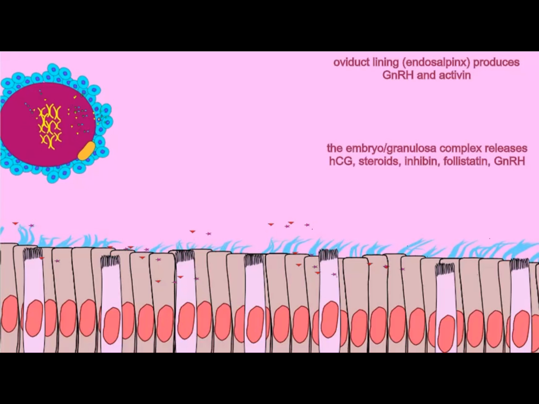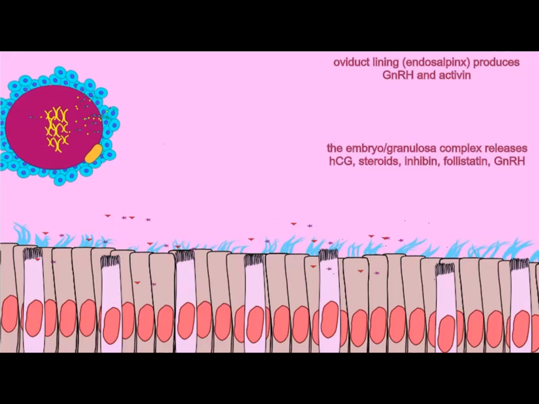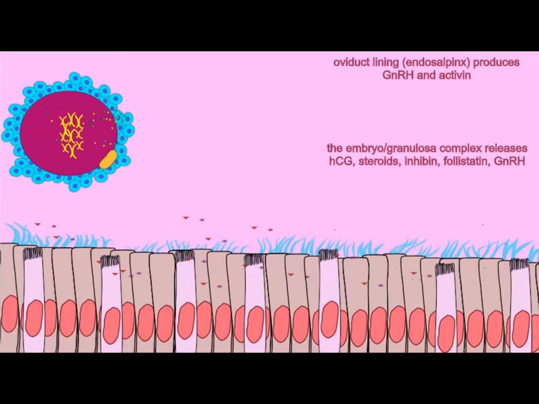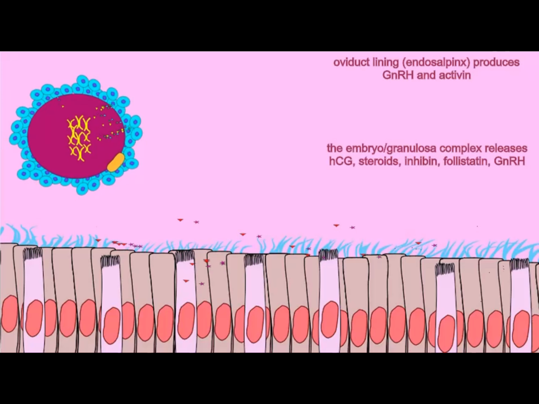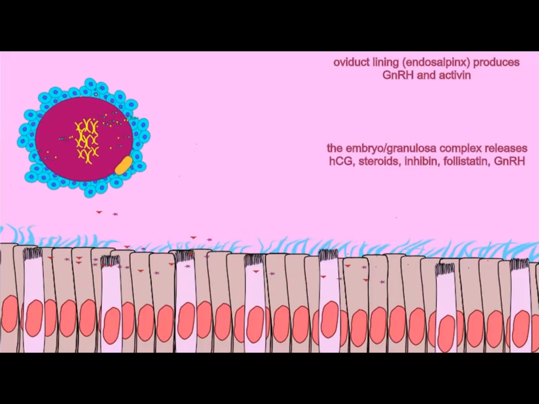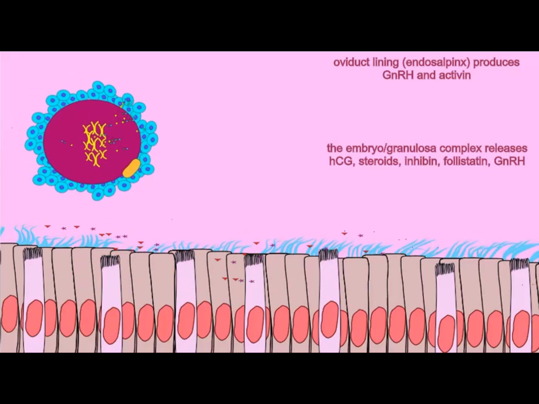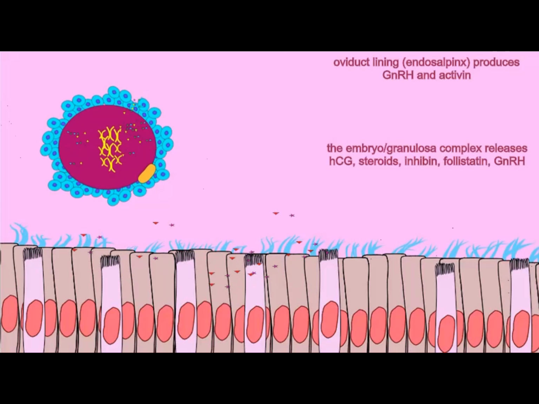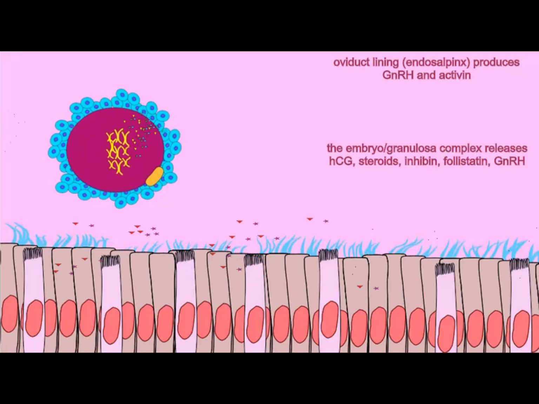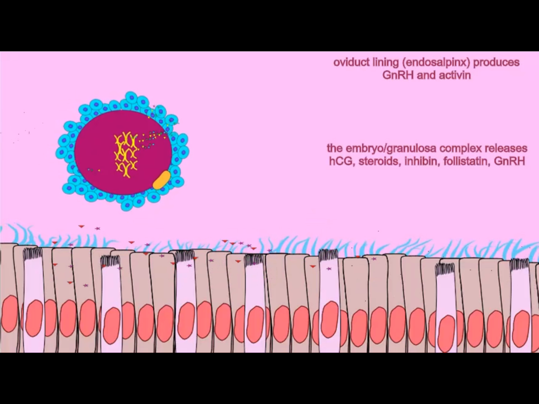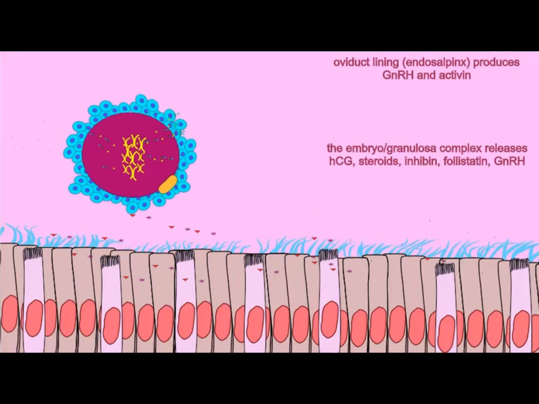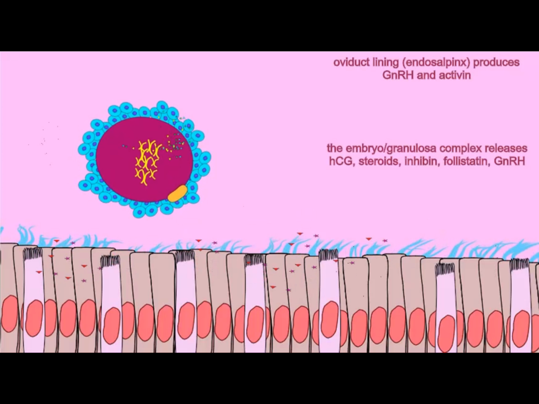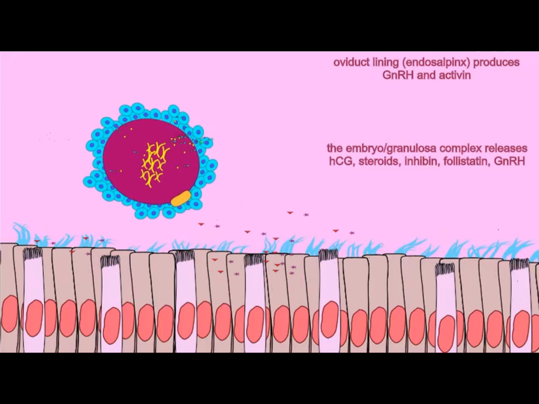itself. These hormones include the GnRH, which is made by both the embryo and the lining of the oviduct, and the activin, which is suppressing the enzymes which would degrade the zona pellucida and allow for implantation. This then inhibits the formation of a placenta while the embryo is passing through the fallopian tube.